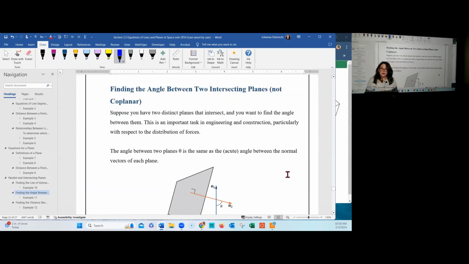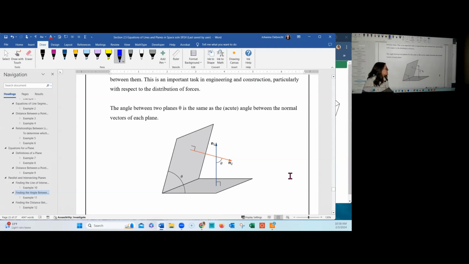Now we have two final things to talk about in the relationship of planes to one another. This one is finding the angle between two intersecting planes. So we have two planes. They're not the same plane. They're not parallel, so they intersect at a line. And we want to know what the angle between them is. So if we're looking at a picture like this, you can imagine a binder maybe, and the two covers form the planes, and you want to know this angle that's between the planes.